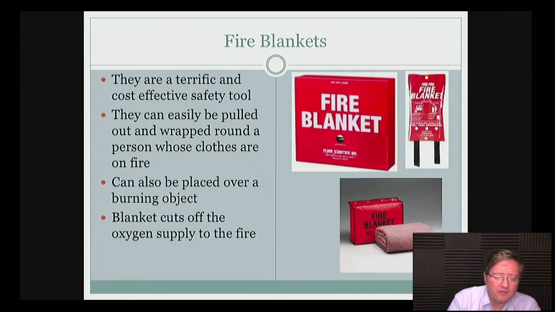Okay? Fire blankets are terrific and they're cost effective. Get them out, you wrap the person up in them. They can easily be pulled out, wrap the person who's on fire. It can also be placed over a burning object because the blanket cuts off the oxygen supply. Remember, if you have a fire, you need a fuel source, you need heat, and you also need oxygen. So if you don't have oxygen, if you don't have the fuel for the fire, you're not going to have the fire.